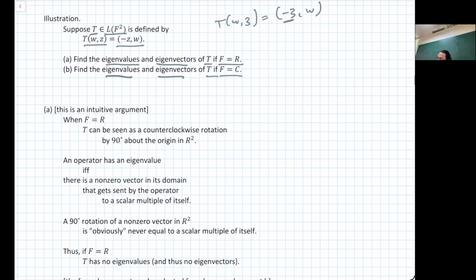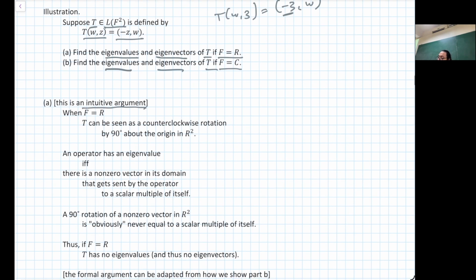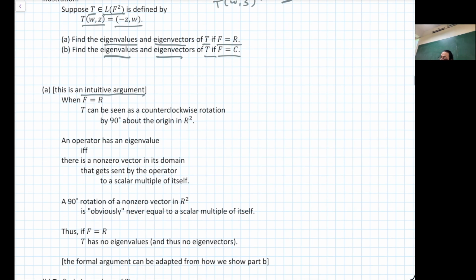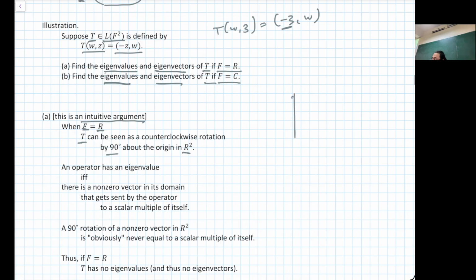All right. So this is an intuitive argument. This is not supposed to be a proof. The proof we'll do in just a moment with algebraic equations. So suppose F is just the set of real numbers, then T can be seen as a counterclockwise rotation by 90 degrees in the plane R^2. So what does that mean? Suppose I have some vector here, and suppose its coordinates are, let's call them z and w. If you rotate it by 90 degrees counterclockwise, you'll have some vector like this, right?